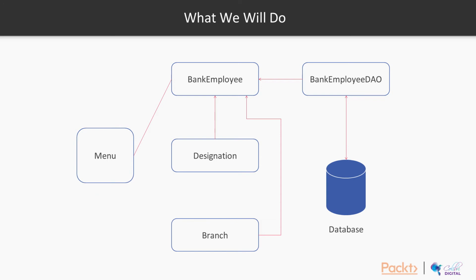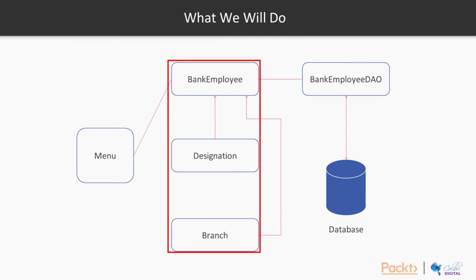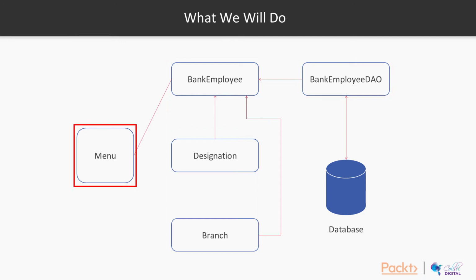You'll notice that in this particular diagram, the bank employee is made up of the employee DAO, the designation, and the branch. In other words, they all have has-a relationships. And of course, the menu then has a bank employee as one of its characteristics, and we can work from there. So this is how we're going to do it. In your project, you'll see that we will have these classes. And by the way, we will package these classes accordingly. This will be packaged in its own package. These will be packaged in their own package, and that will be packaged in a different package.